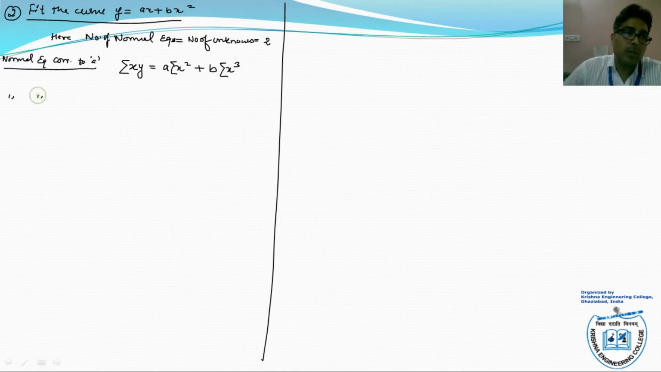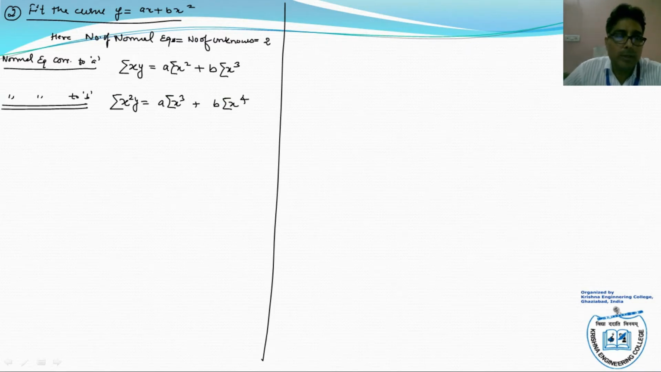Next, the normal equation corresponding to b. The coefficient of b is x square, so multiply the whole equation by x square and take summation. So this equation becomes x square y is equal to a x cube plus b x to the power 4, and then take summation sigma x, taking the constant outside. So these are the normal equations. Solve for the values of a and b, put them in the first equation, and we get the best fitted curve. Clear?